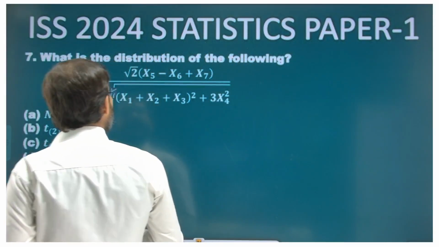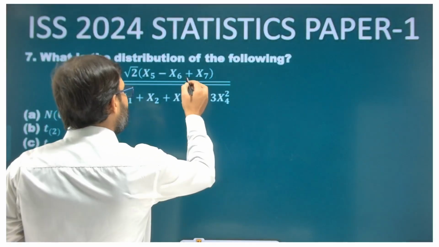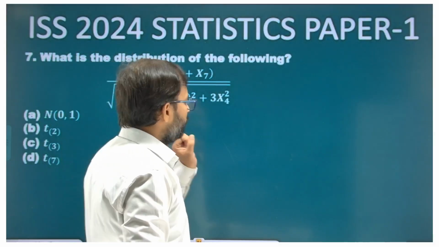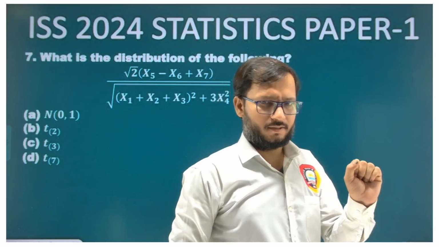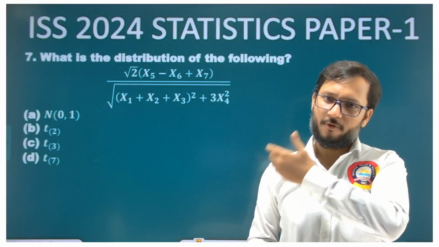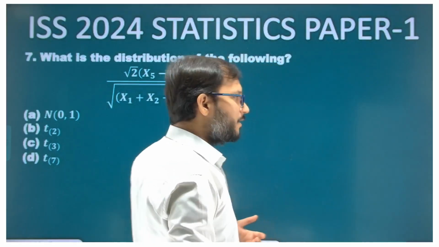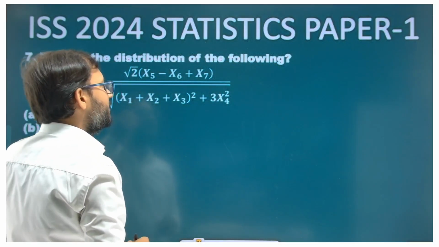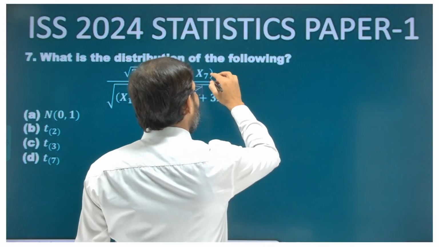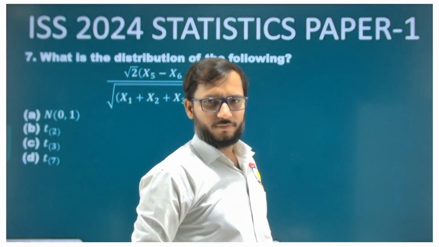It says x5 minus x6 plus x7 upon this. What we need to do is check this form. We need to create this form. Got the point? And let me just create it. So here x5 minus x6 plus x7. Let me see what is the distribution of this.